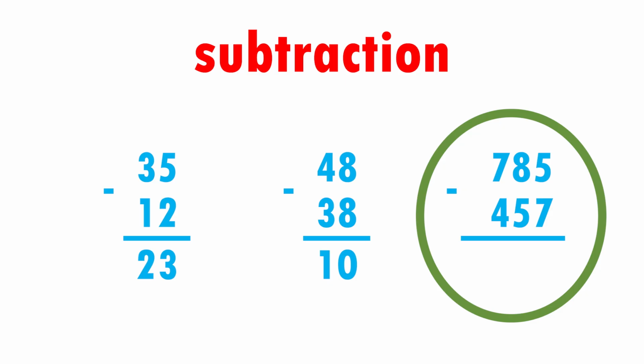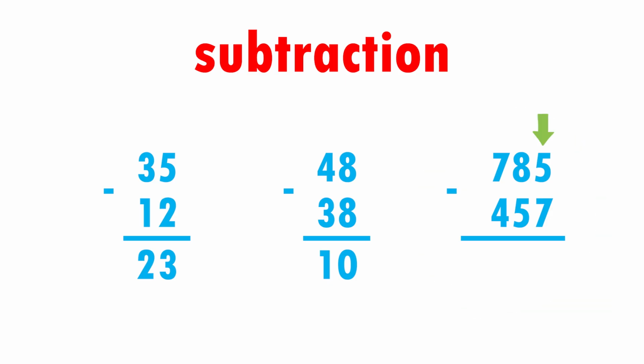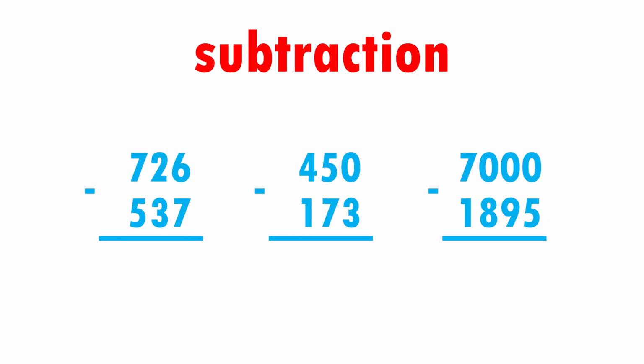Next, 785 minus 457. Start with the ones. We can't subtract 7 from 5, so we borrow 1 from the tens. The 5 becomes 15, and the 8 in the tens becomes 7. Now, 15 minus 7 equals 8. Tens, 7 minus 5 equals 2. Hundreds, 7 minus 4 equals 3. The answer is 328. Let's try a few more challenging examples.